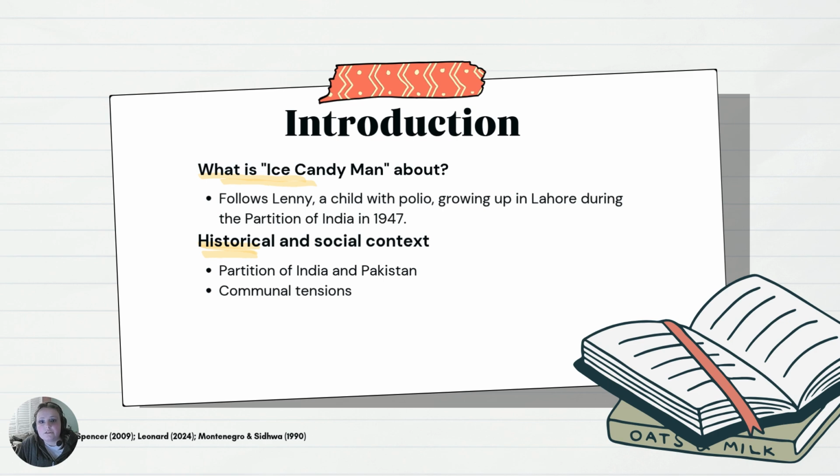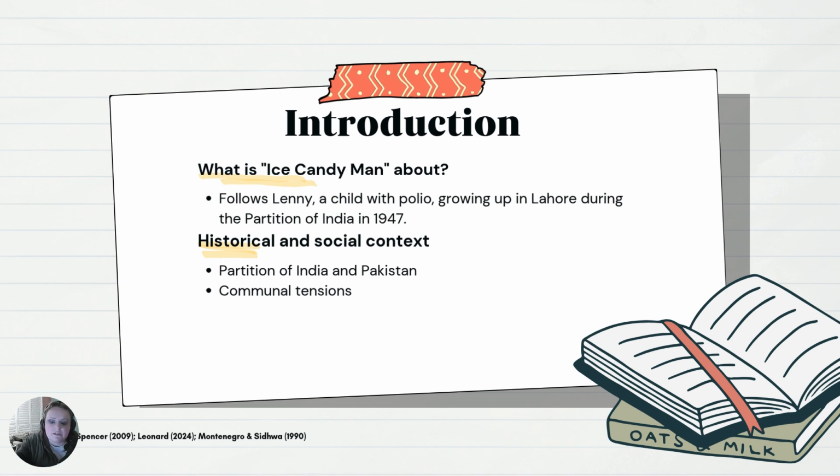So, the historical and social context of this novel. The partition of India in 1947 divided British India into two independent dominions, the Union of India, which was primarily Hindu, and Pakistan, which was primarily Muslim, or at least was at the time. This division, mandated by the Indian Independence Act, occurred on August 14th to 15th in 1947, following the British withdrawal. The partition was accompanied by a massive migration of people along religious lines, and widespread violence.